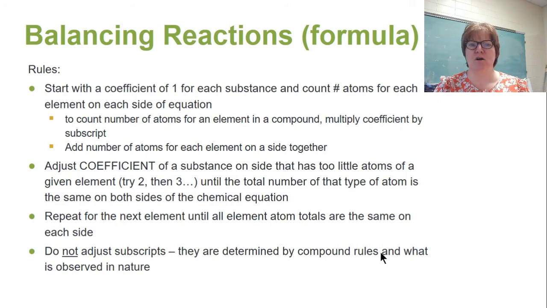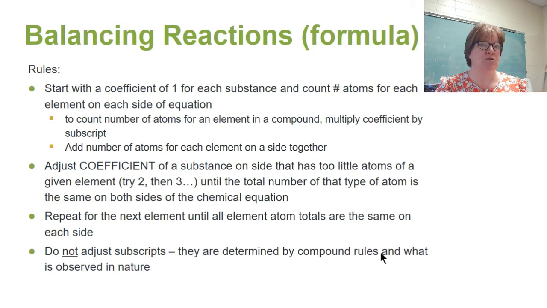I usually start with 1, then I just try 2, try 3. Sometimes you'll get a number sense and know which number to try. And you're going to try until the total number of that type of atom is the same on both sides. Now I may have to go back and forth. If I change the coefficient and now I have too much on the product side, I have to go back to the reactant side and change that coefficient for the substance until I get them balanced. Again, up to 3 times, I might have to do it till I get it balanced out. And then I repeat that for the next element until I've done that for all elements.